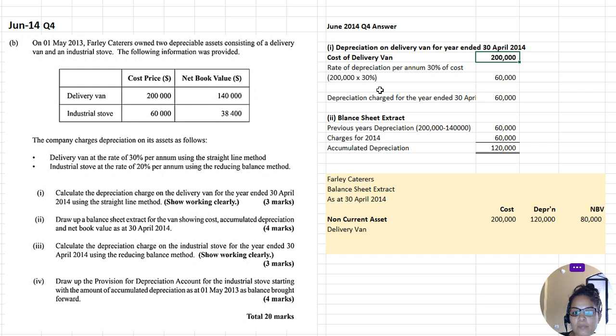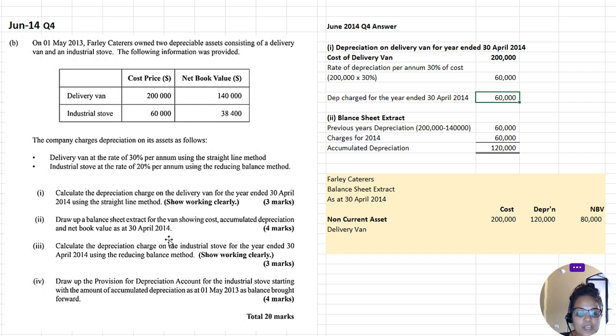So I put 200 multiplied by 30%. I'm showing the examiner my working, which is important. It's imperative that you do this because the examiner clearly asks for it. So 30% of 200 is 60,000. Depreciation charge for the year ending 30th of April 2014 is 60,000. And that is 3 marks, straightforward. If you give your workings properly, if there's any error along the way, the examiner will give you it correct.